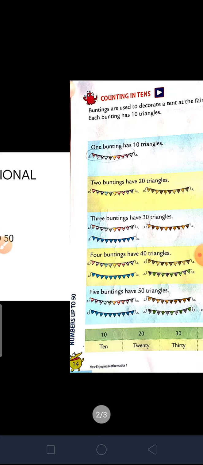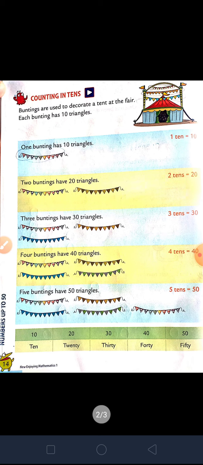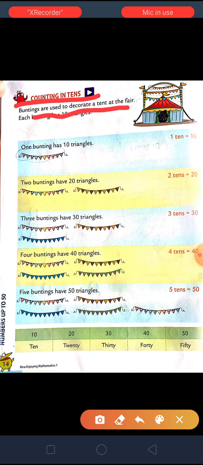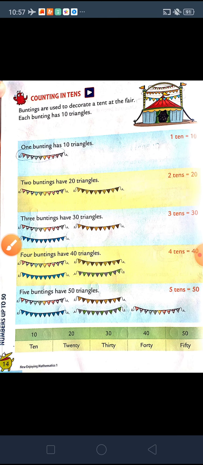Today I am here to teach you mathematics chapter number 1, numbers up to 50, part 6. So today's topic is counting in tens. In the last part, you learned what tens and ones are, so based on that we have to learn more counting in tens. So what they have asked us: buntings are used to decorate a tent at the fair.